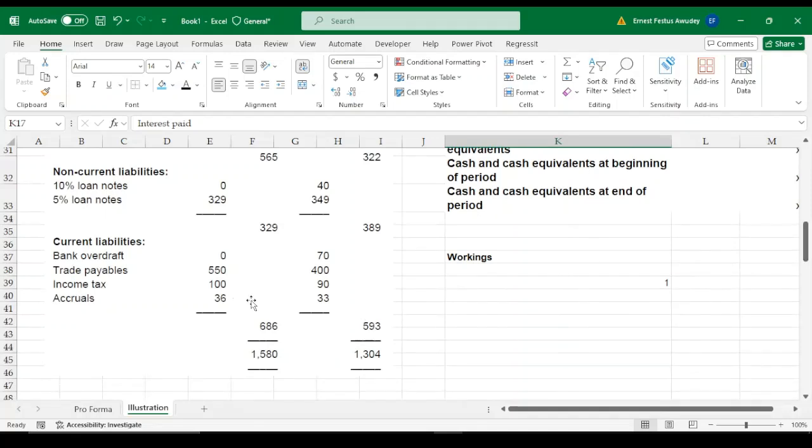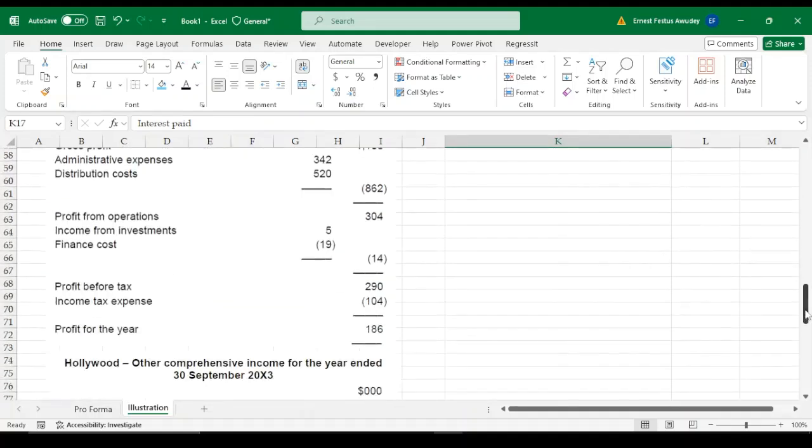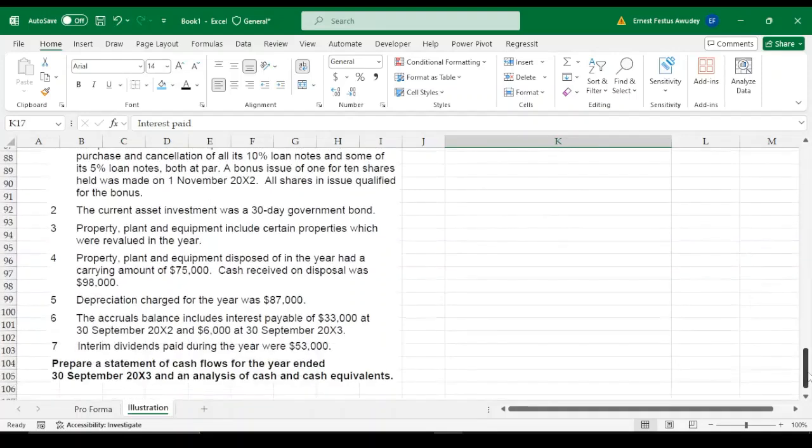So from here it is an increase. But we have some additional information relating to this particular item, accruals. So let's look at the additional information. Additional information 6 is saying that the accruals balance includes interest payable of 33,000, which is a different item. So I have to subtract it. And another one of 6,000. This 33,000 is at the beginning of the period, while the 6,000 is at the end of the period.